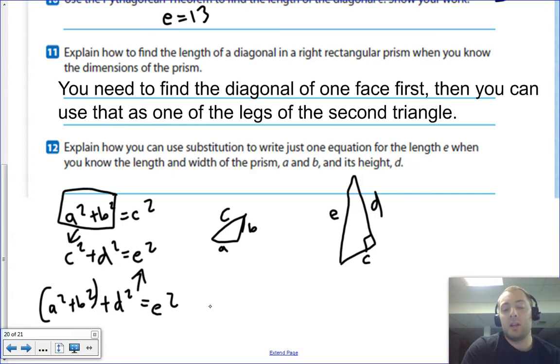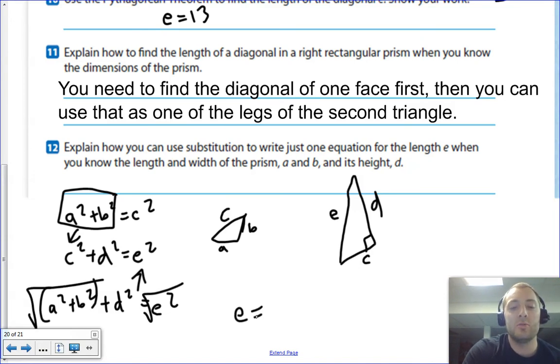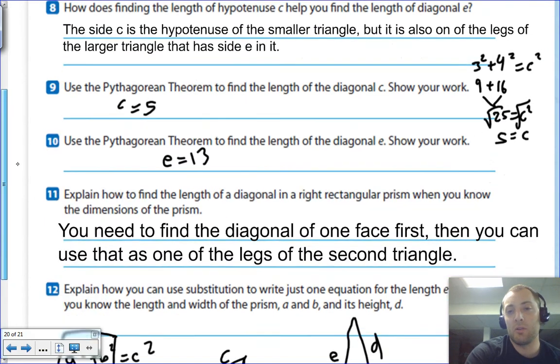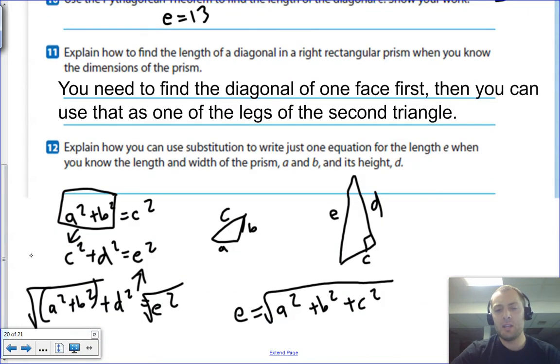So then finally, if you want to get e all by itself, you take the square root of the whole thing. So I would end up with e is equal to the square root of a squared plus b squared plus c squared. If you knew all those values, you could do it in one fell swoop. But you don't have to. You can do it the exact way we did it up here, and we did the Pythagorean theorem twice. It's less confusing, I think, when you do it that way.